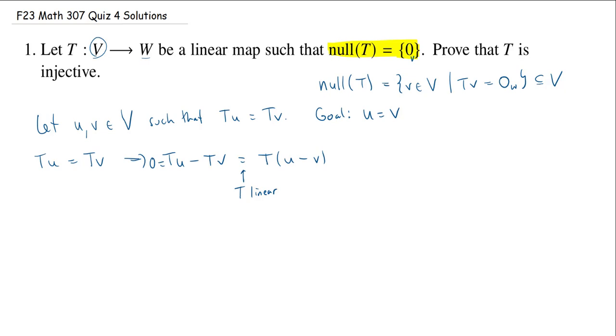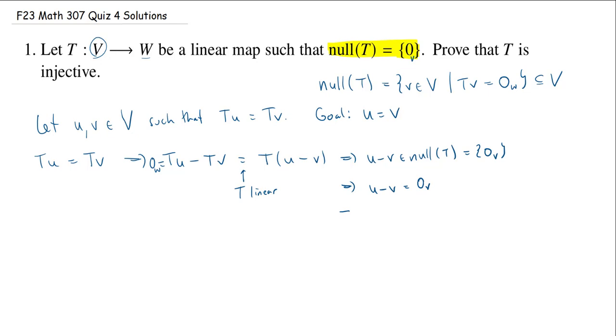But T of (u minus v) equaling 0 tells me that u minus v is in the null space. That's what it means to be in the null space, is your T image is 0. And of course, remember, this is the 0 in W. But the null space of T, by assumption, is just the 0 element in the vector space V. And so we conclude that u minus v is equal to the 0 element.